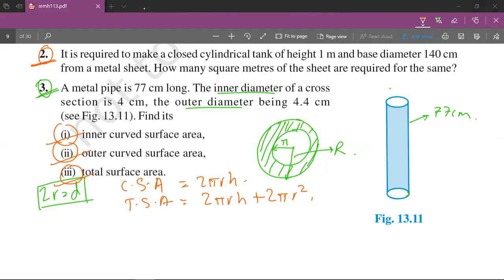First of all, you draw a figure. The most important thing is to draw a figure. So we'll do that. Boom, you got your figure. When you have drawn your figure, enter the dimensions that the question has given you.